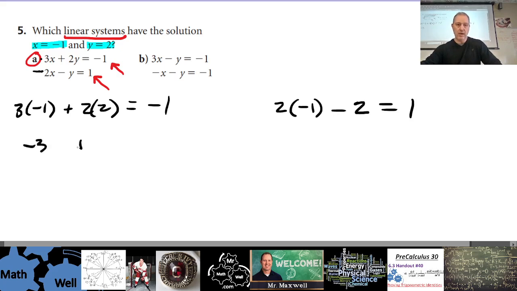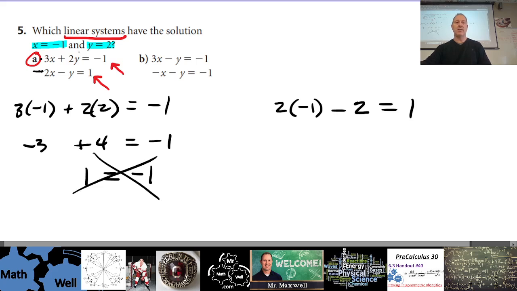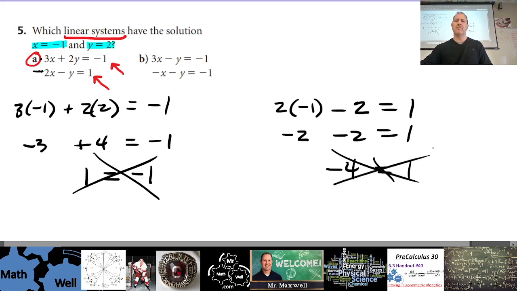So this is -3 plus 4 equals -1. Does -3 plus 4 equal -1? No. Ooh, that equals +1. So right away, I know that this value of x and this value of y is not on this first line. So if it's not on the first line, it's not a solution to the system. Let's check this one though. -2 minus 2, does that equal 1? Ooh, that's -4. That doesn't equal 1. So guess what? This point is not a solution to this system of equations here, okay? We're clear on that? Any questions? That's how you find out.